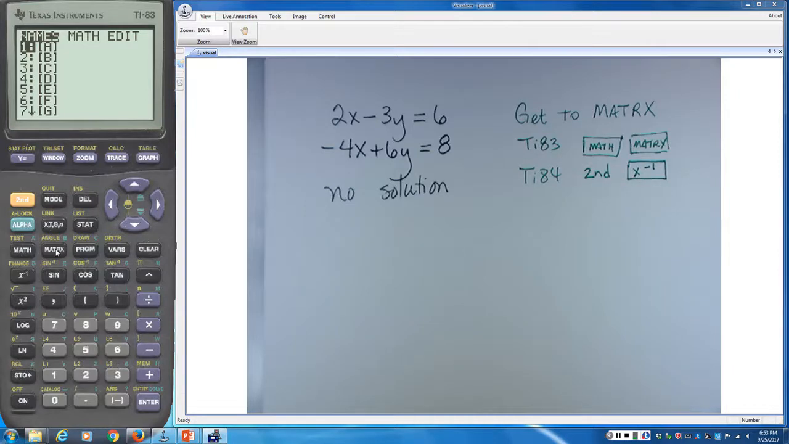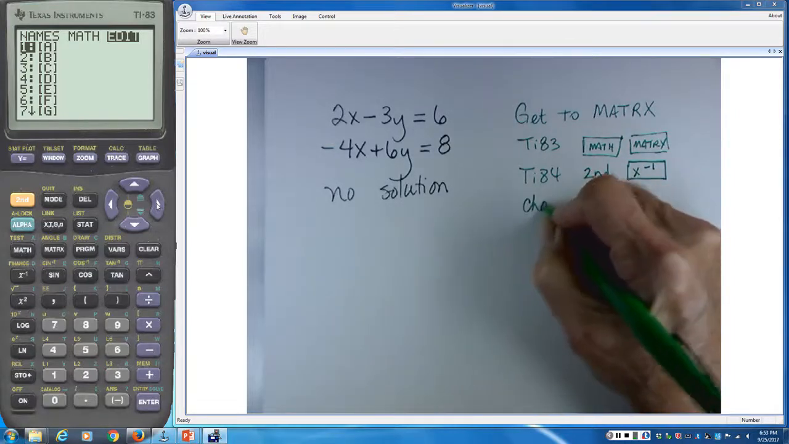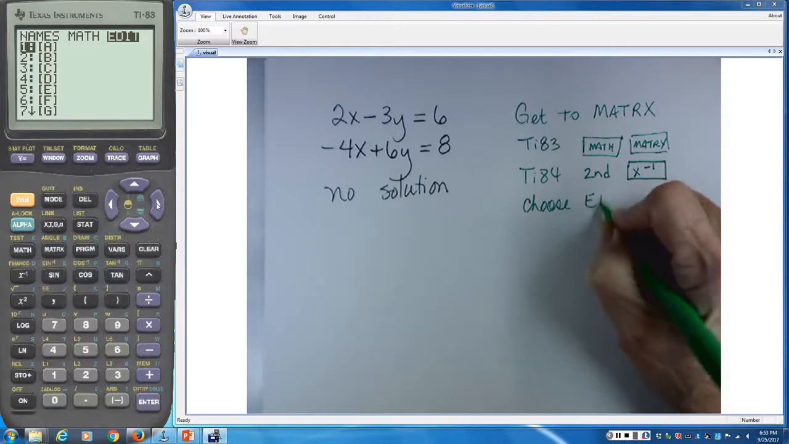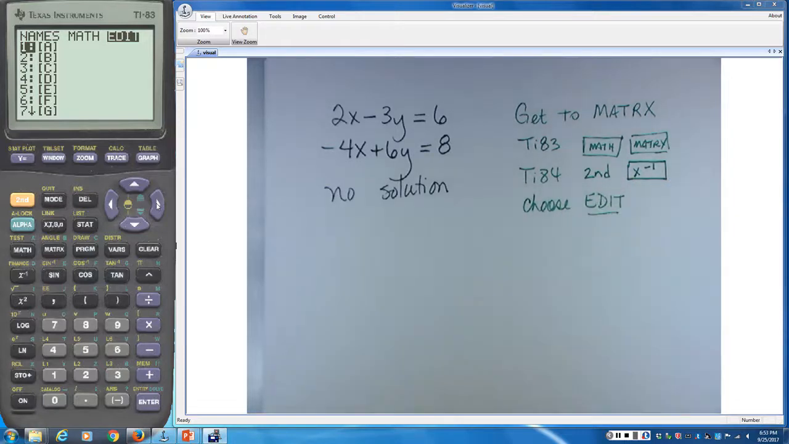And it brings you to names, and notice that the names are A, B, C, D, E, F, G. A matrix is just a single letter, it's usually a capital, as far as what you're using it as a variable for. And then there's something that says math, and then there's something that says edit. Just like when we were doing the stuff with list 1 and list 2 in chapter 1, you got to edit first. You got to tell it what's in the matrix. So choose edit.